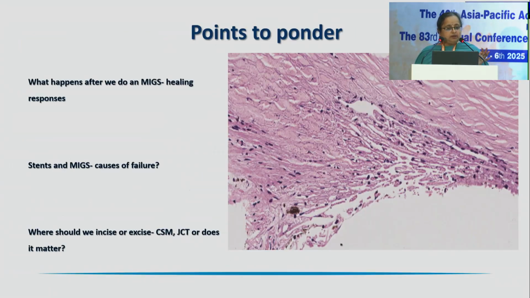And the most important point to ponder is what happens after we do an MIGS. You are cutting, you're excising, you're incising, and when you put a suture under the trabecular meshwork, remember you're gouging under the trabecular meshwork. It's like going under the water on a beach and taking some part of your sand and then the water. Obviously, that area is not going to be the same. It will be filled up. So what is it filled up with? It is filled up with fibrotic tissue.